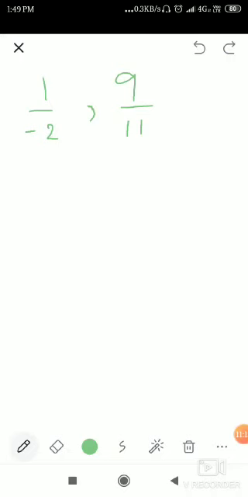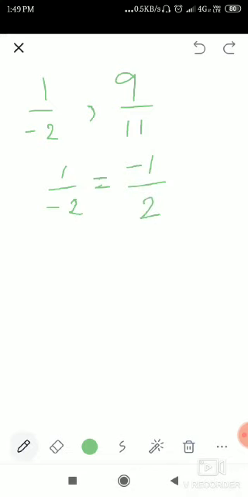One more example I am giving. Find which rational number is greater, 1 by minus 2 or 9 by 11. As I already told in the previous sums, the denominator should always be positive. So make the denominator positive first. The negative sign should come in the numerator, so that is minus 1 by 2.